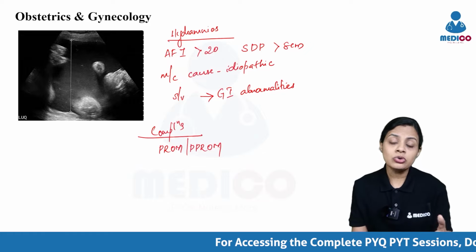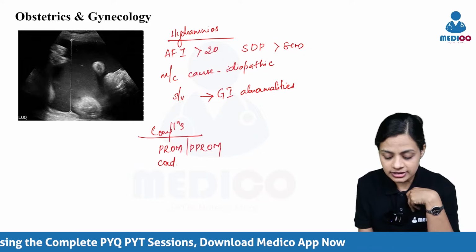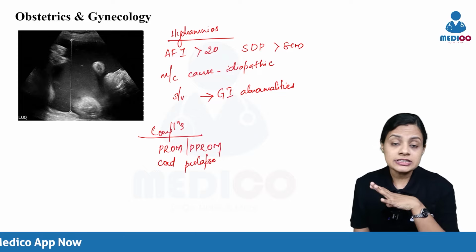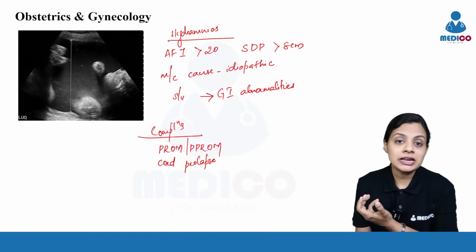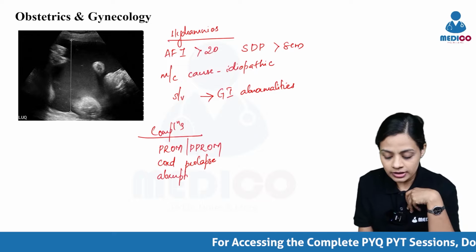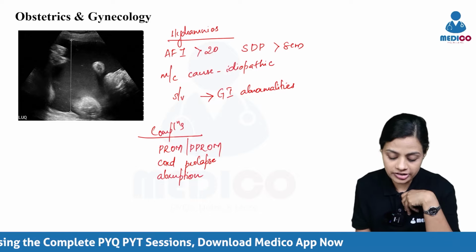Now, the huge amount of liquor is gushing out all of a sudden. What can come out along with it? She can have a cord prolapse. Because of the sudden reduction in pressure, the placenta can just be dislocated from its insertion. So, she can have an abruption. All these are complications of polyhydramnios.